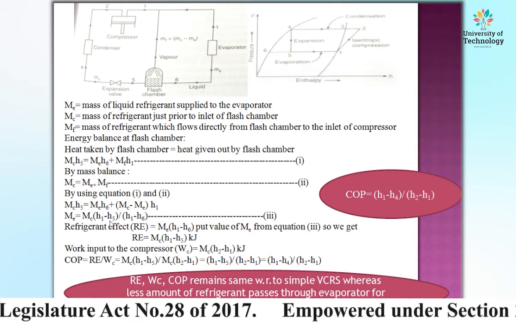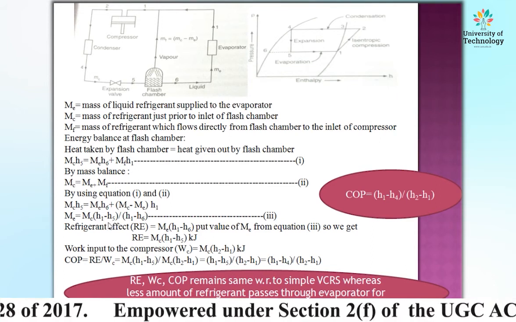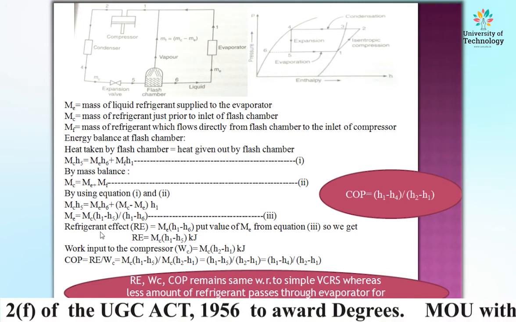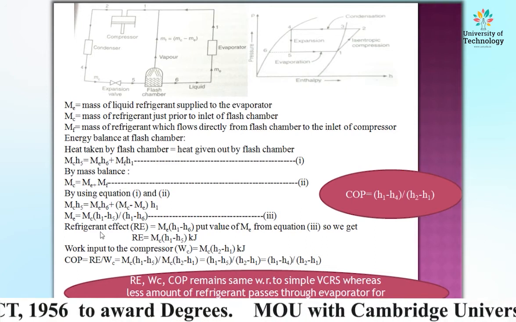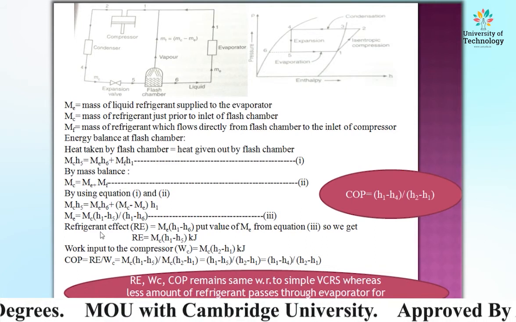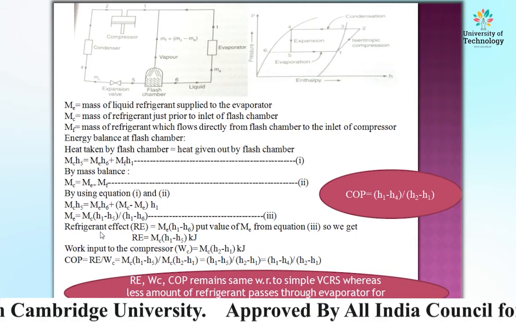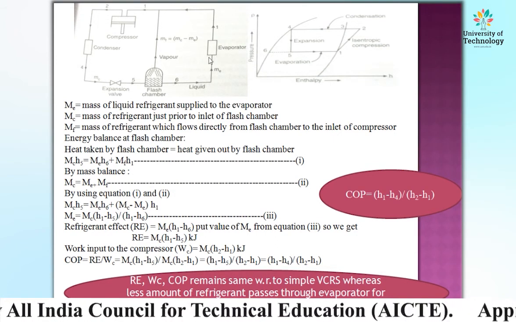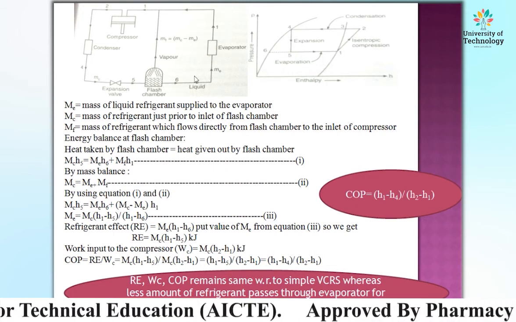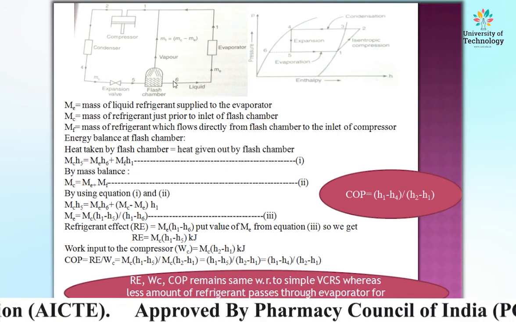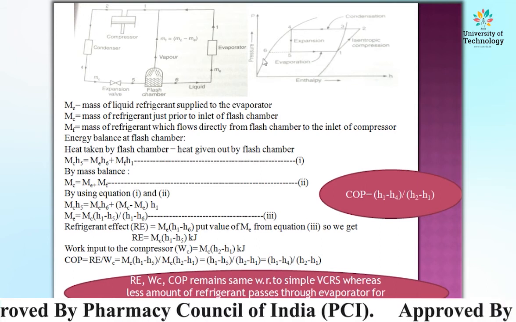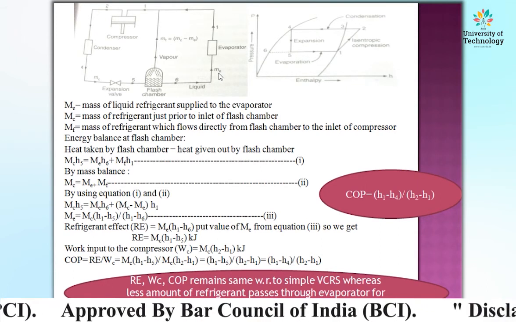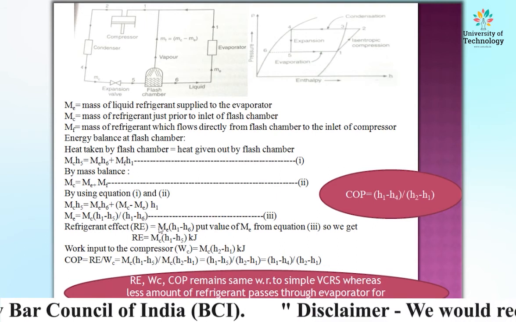So, this is the value of mass of liquid refrigerant supplied to the evaporator. Now, refrigerant effect. What is the refrigerant effect? The amount of heat extracted by the evaporator for cooling. Simply, heat extracted by the evaporator from the surrounding, points 1 and 6, and the mass of refrigerant is ME at the inlet of the evaporator. Therefore, refrigerant effect equals ME multiplied by H1 minus H6.